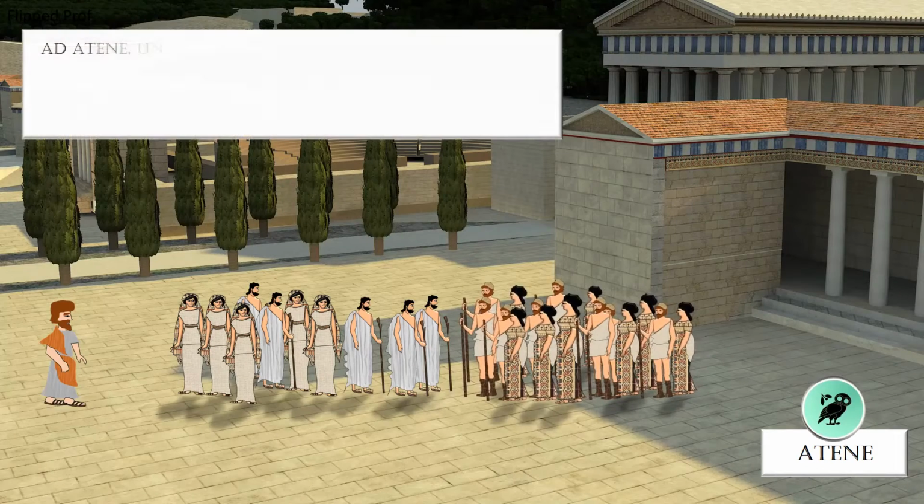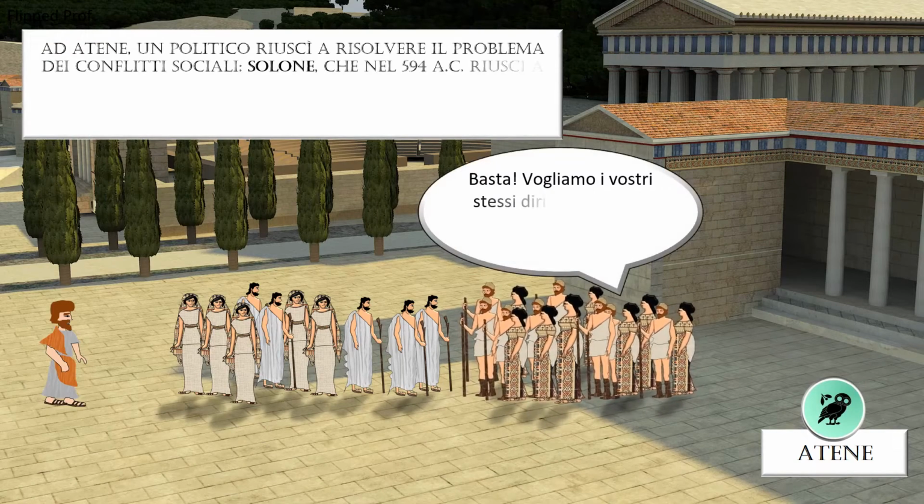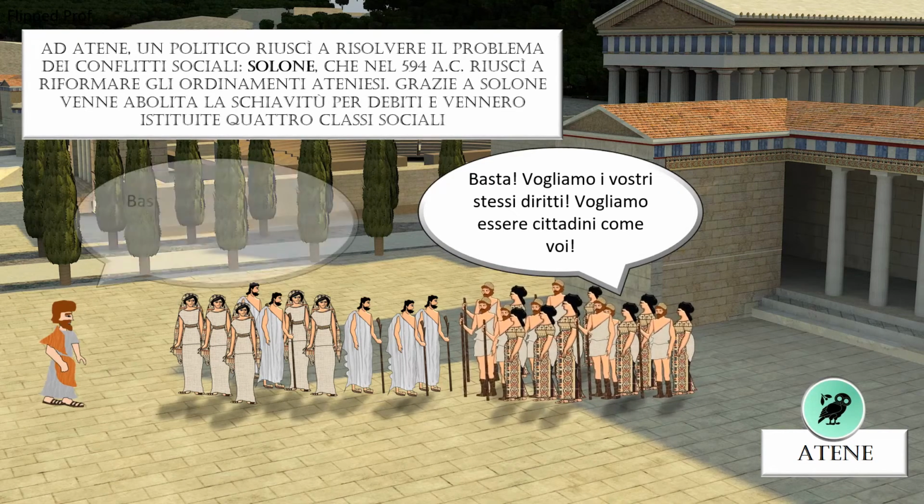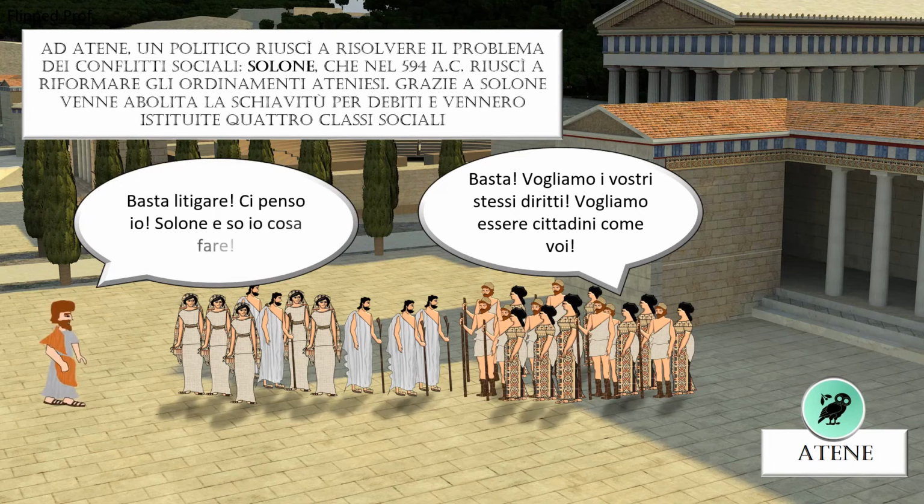In Athens, one politician succeeded in solving the problem of social conflicts, Solon, who in 594 BC succeeded in reforming the Athenian orders. Thanks to Solon, debt slavery was abolished and 4 social classes were established.